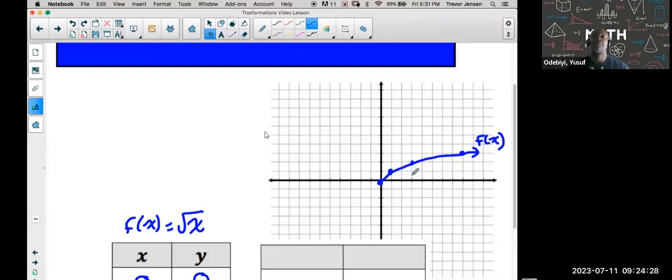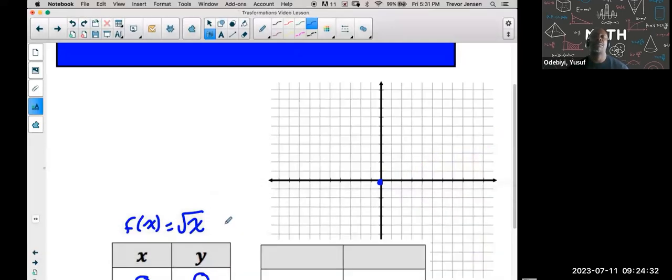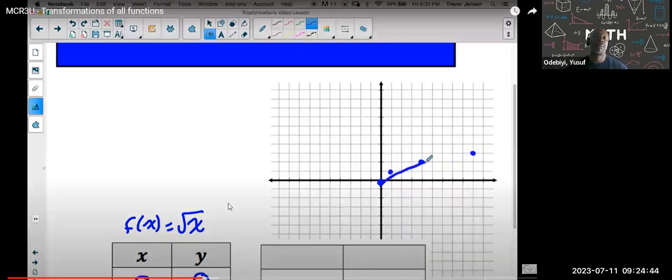1, 2, oh, I didn't count it right. Let me graph it again quickly. 1, 1, 2, 3, 4, 2. I plotted that one in the wrong spot. 5, 6, 7, 8, 9, 3. There we go. That's better. There is the graph of my parent function f of x equals root x. That's what it looks like.